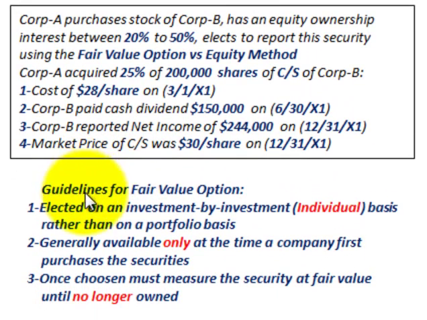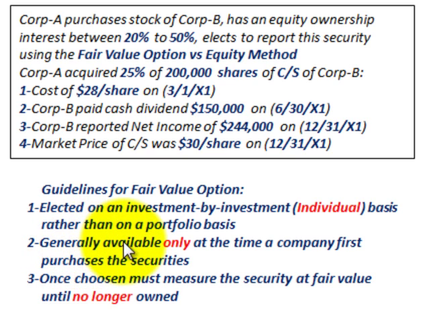Okay, so first let's go down and look at the guidelines for this fair value option. Point one, it is elected on an investment by investment basis, that's an individual basis rather than on the total portfolio of the stocks that Corporation A would be holding. When you use the fair value option, you look at each of the stocks that you're purchasing as an investment on an individual basis.